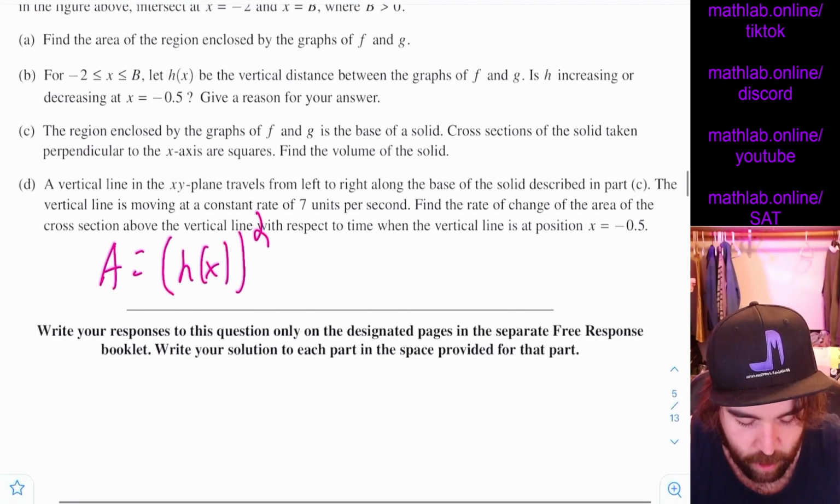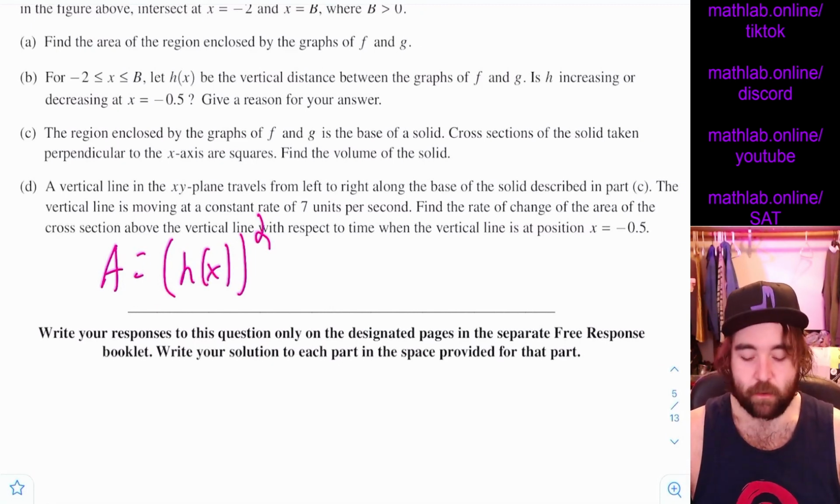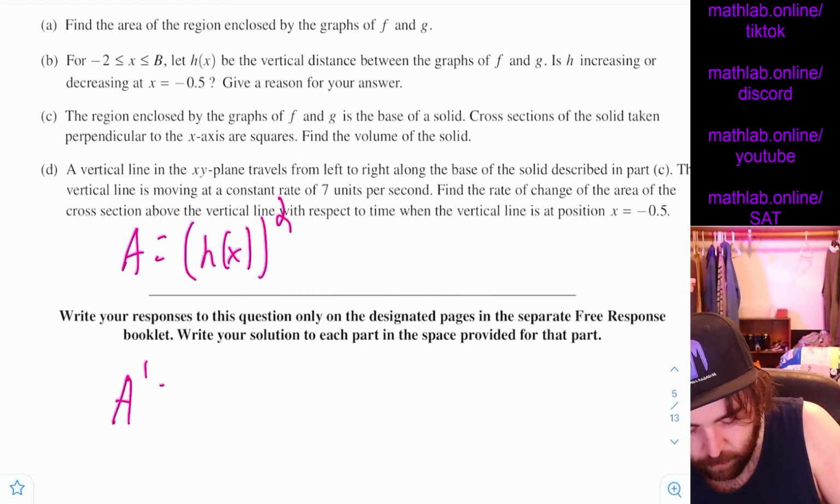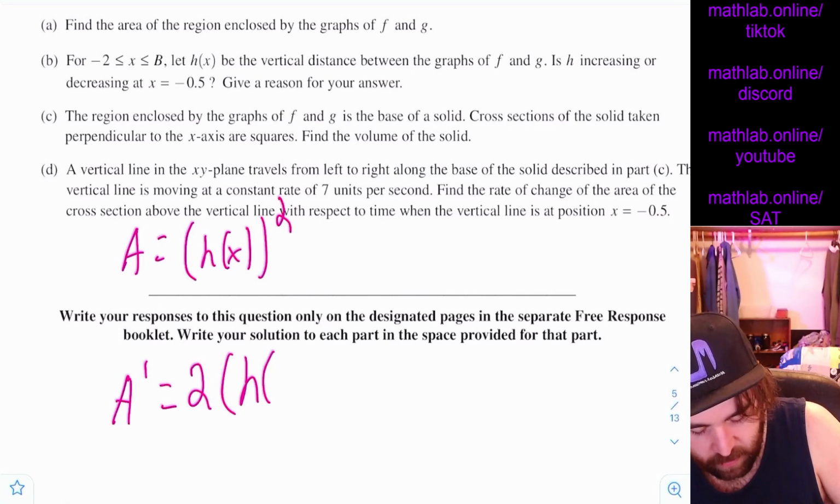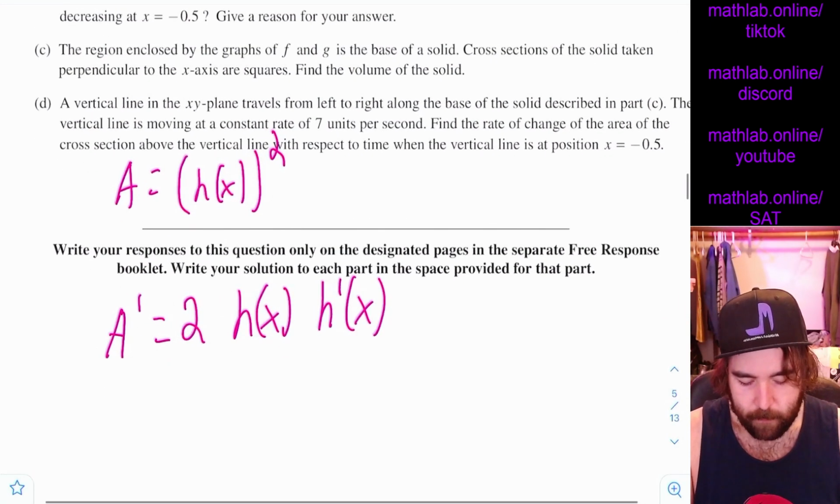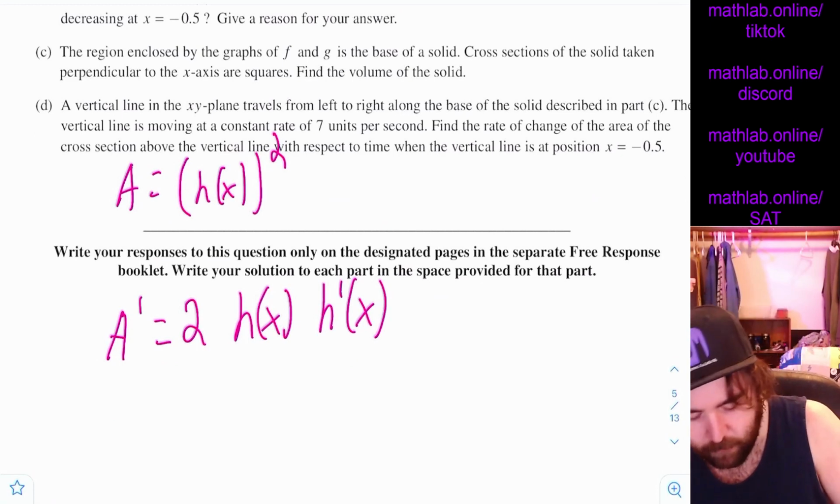So then what do they want to know? They want to find the rate of change of the area. So how do you find the rate of change? You find the derivative. What's the derivative of this? A prime is a little power rule, chain rule. 2 times h of x times h prime of x. Don't even really need those. And then they just want us to plug in 0.5.